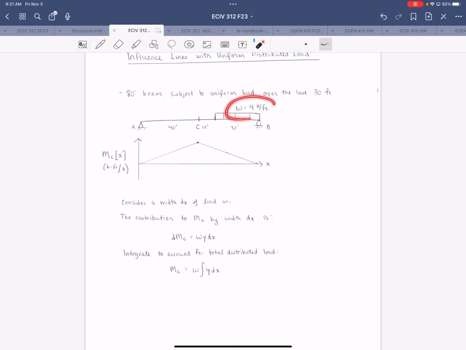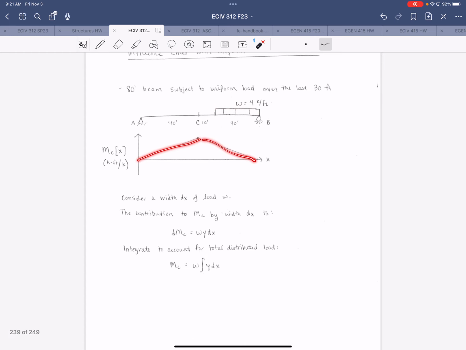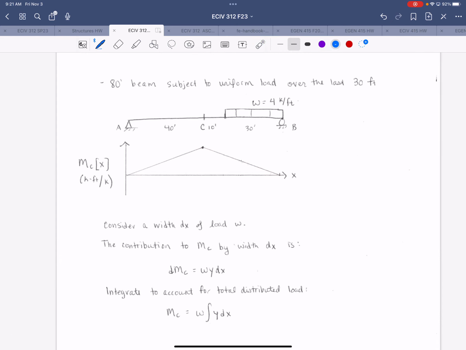So we have 4 kips per foot, the magnitude of that uniform load. And here's our influence line for the moment at C. Now the values, I left them off of this diagram, but we've got the 20 kip maximum. This is the same influence line that we were looking at before. And then over the last 30 feet, I'm going to mark where that point is on our influence line. That value is 15.